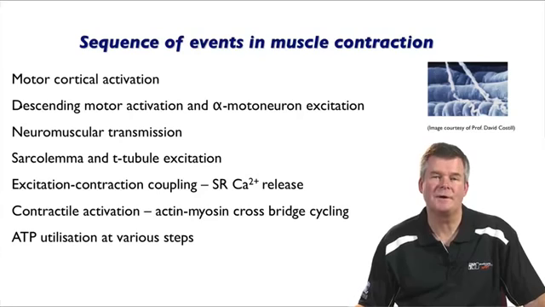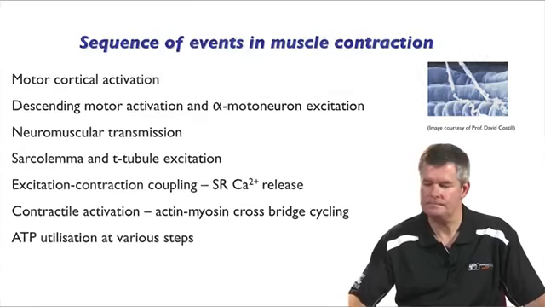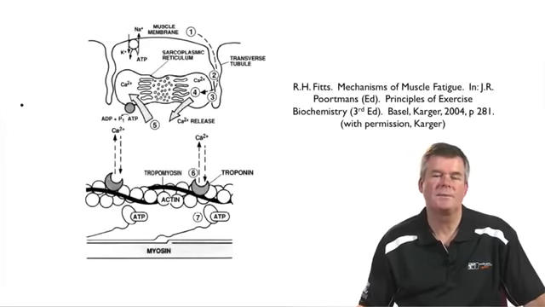ATP, or adenosine triphosphate, the high energy molecule that's utilised at various steps in muscle contraction, is very important, and we'll spend some time looking at the energetics of muscle and the fuels for exercise in our next module. This figure summarises those processes in graphical form, and you can see the various steps involved beyond the neuromuscular junction in the skeletal muscle. We'll come back to this when we look at muscle fatigue in our fifth module, and you can refer back to this figure to see where parts of this process may be affected during fatigue.